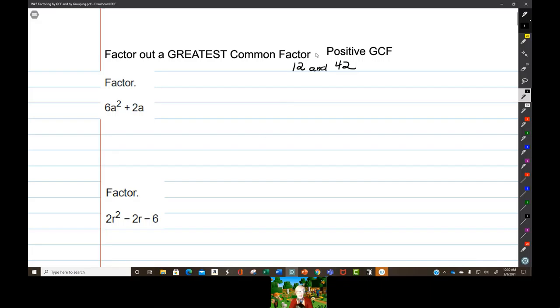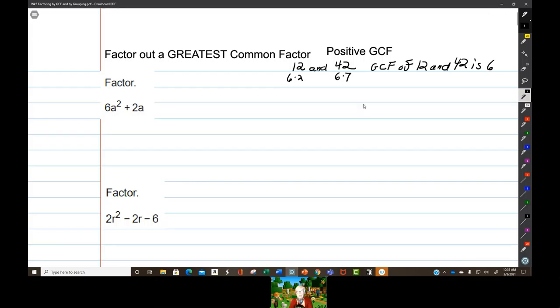Okay, now, 12 equals 6 times 2. And 42 equals 6 times 7. The greatest common factor, the GCF of 12 and 42 is 6.